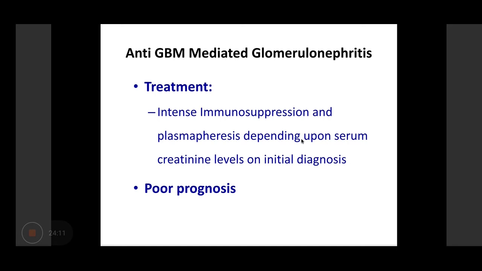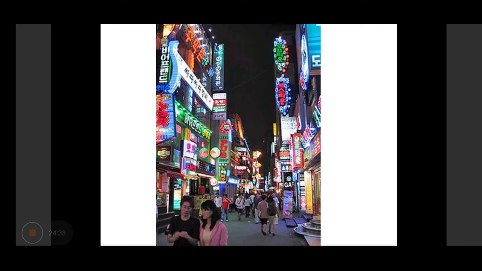The patients have a very poor prognosis. In order to make these patients survive, you have to give intense immunosuppression. You also have to do plasmapheresis depending upon the serum creatinine levels at the time of initial diagnosis. But even after that, many patients do develop chronic renal failure and eventually they will die from it. So this finishes off with your crescentic glomerulonephritis.